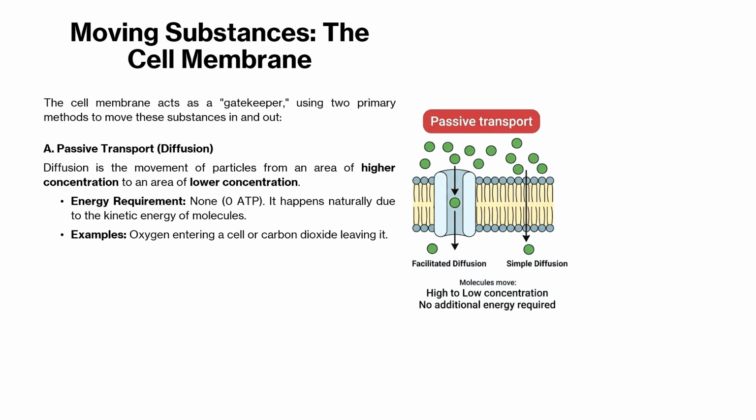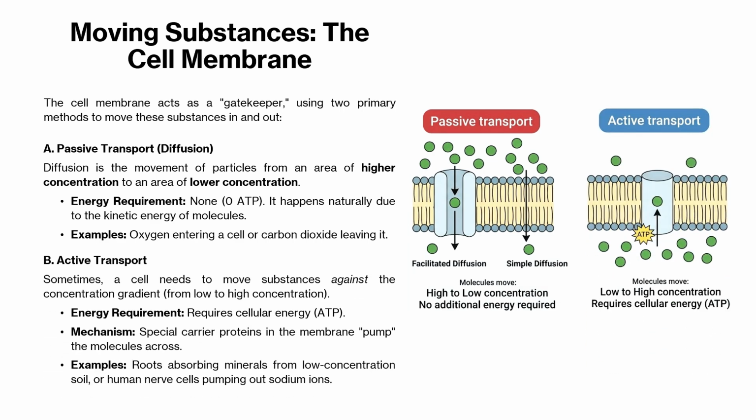But what if the cell needs to pull something in, even if it is already crowded inside? Okay, I want to explain here that diffusion is the process where particles move from high concentration to low concentration. But if the cell needs to move molecules or particles from low concentration to high concentration, how will that happen? Then that is active transport. Okay, that is the requirement. This is the movement against the concentration, means active transport is the movement of molecules against the concentration gradient, moving things from a low concentration to a high concentration.